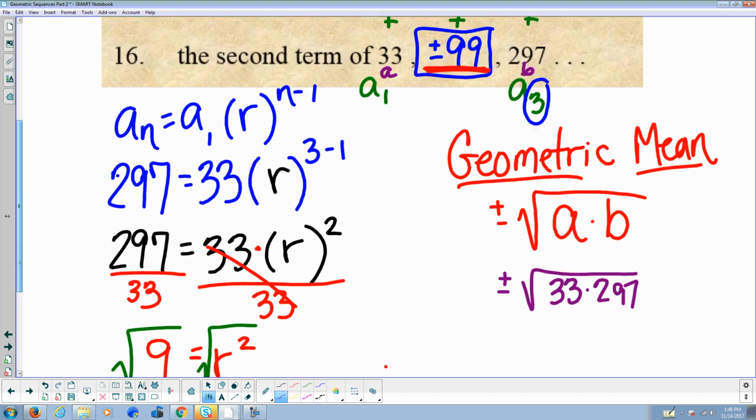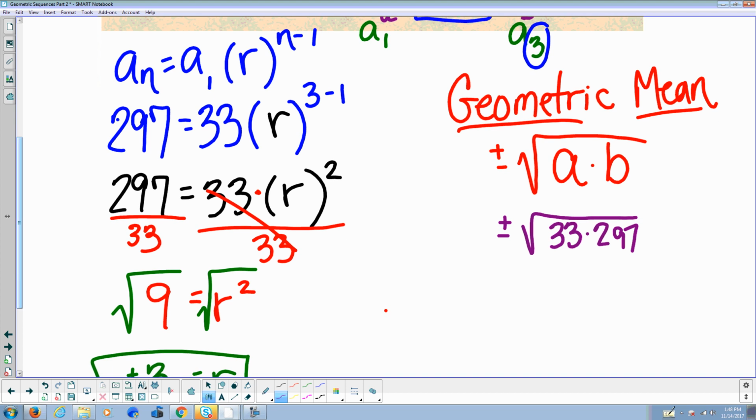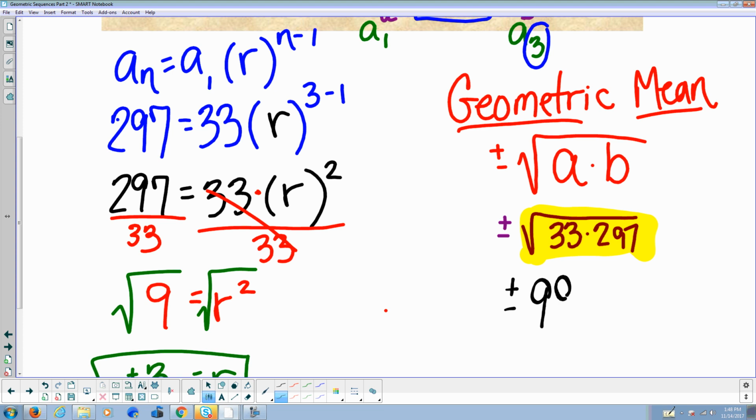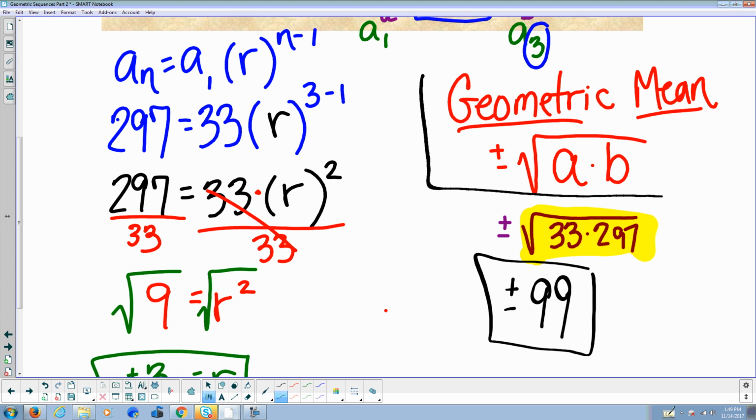So at this point, you could just type in the calculator, leaving the plus or minus portion off, exactly what you see highlighted here: the square root of 33 times 297. And the square root of 33 times 297 is exactly 99. But you have to know that the terms could be alternating signs, or they could be all the same sign. So you get plus or minus 99. This is the procedure for finding the geometric mean. Be sure you have that in your notes.